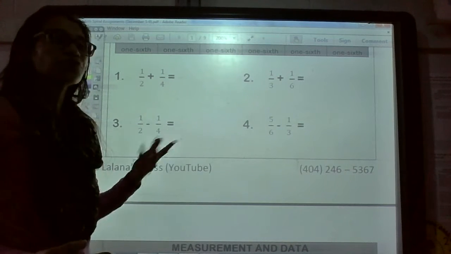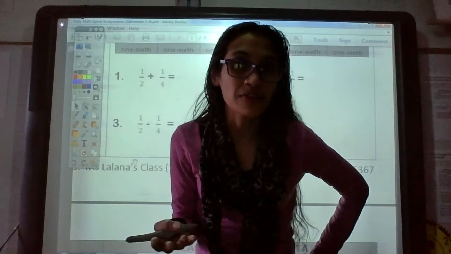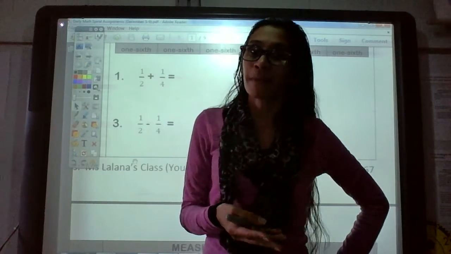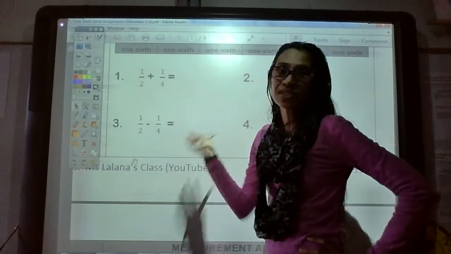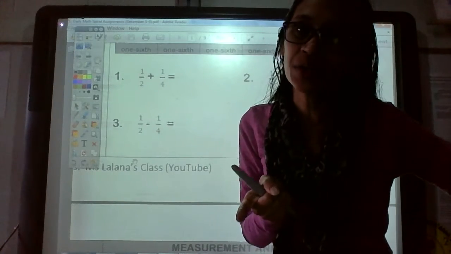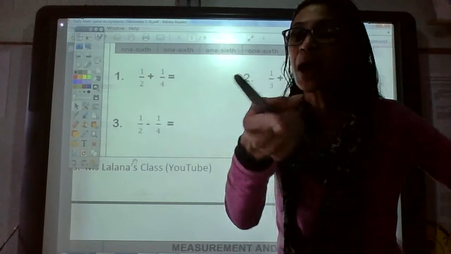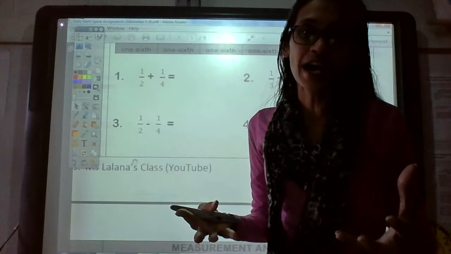Now, what's different about fractions is you can't just add and subtract, okay? You can't just do 1 plus 1 is 2, 2 plus 4 is 6. It doesn't work like that, okay? These are not whole numbers. You can't just do that. So that is why I gave you your fraction bars to help you make equivalent fractions.